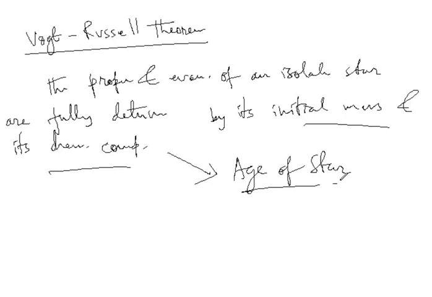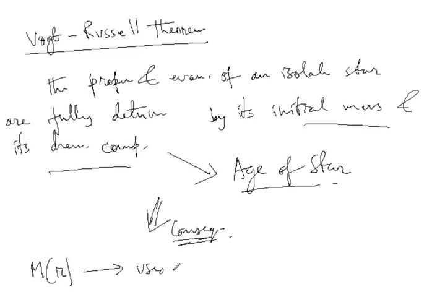Now, as a consequence of this Vogt-Russell theorem, as I told you previously when we started off, we can use as the independent variable this quantity Mr. So this can be used as the independent variable. What is Mr? Mr is basically the mass enclosed by a sphere of radius r.